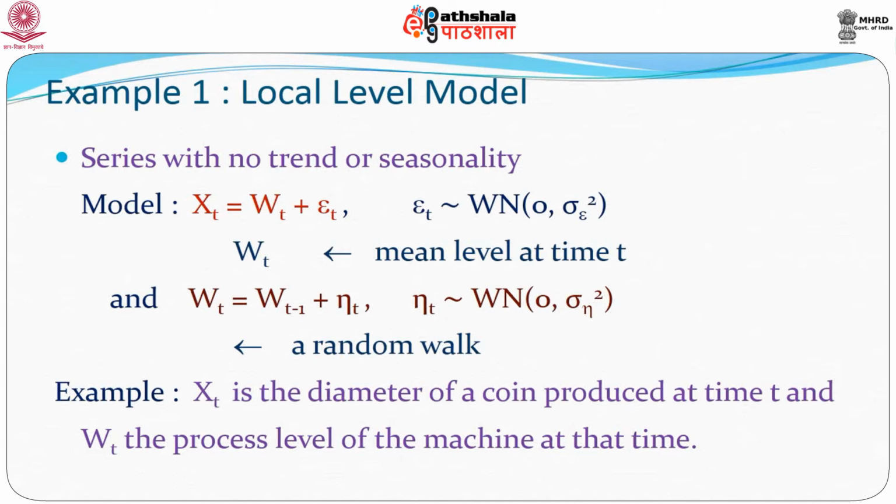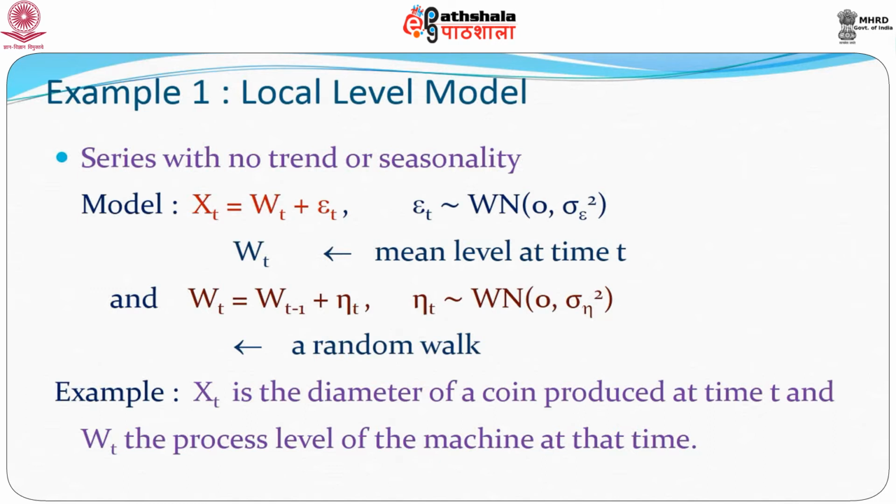So, it is Wt plus epsilon t, and the process level at time t would depend on what the process level at the previous time point was, and we can expect this to be a random walk, and hence we can apply the state space type of model to this, with the first equation as the observation equation and the random walk of Wt as the state equation. So, this is how a local level model can be expressed in the state space form.